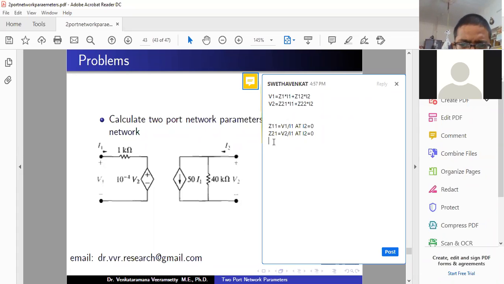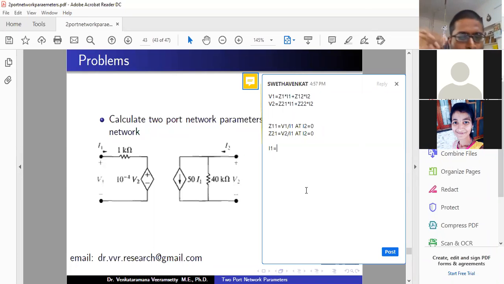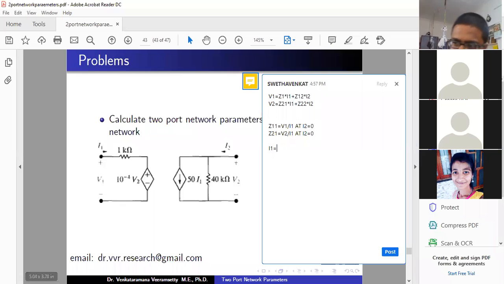First I want to calculate Z11. How do we calculate Z11? V1 by I1, right? So how do we get I1? First calculate I1. Can anyone tell the expression for I1? Are you able to hear me? Yes, sir. Right. So what is the expression for I1 in this circuit? How do we calculate I1?